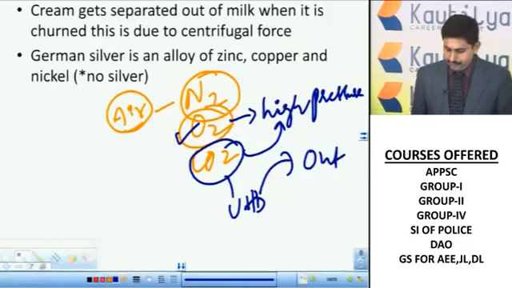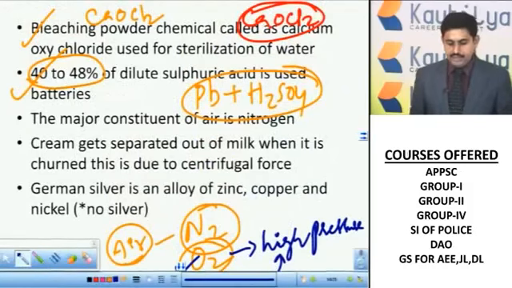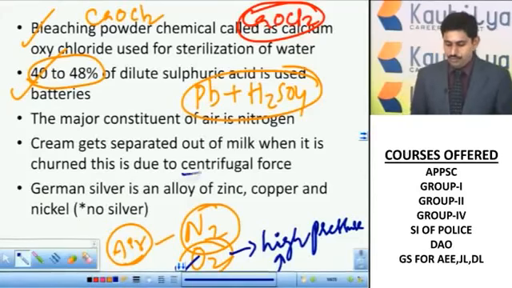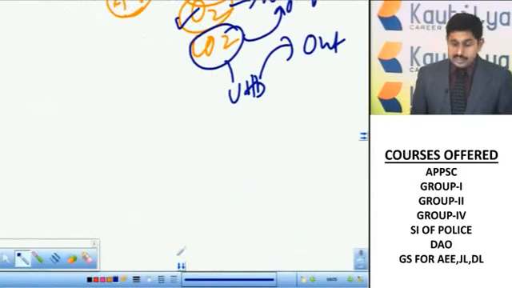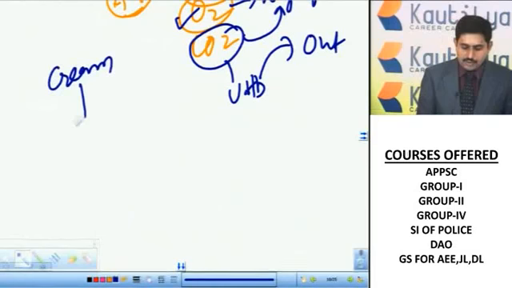Next one. Now, the major constituent of air is nitrogen. Cream can be separated from the milk by using centrifugal force, right? See, here we are using centrifugal force. That means we are separating the cream from the milk by a process called centrifugation.